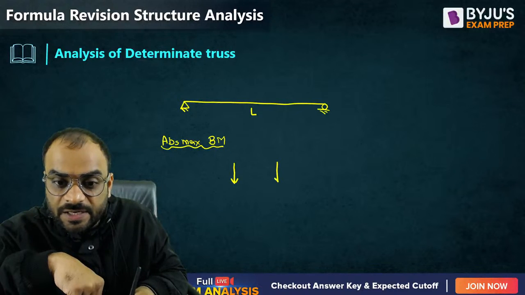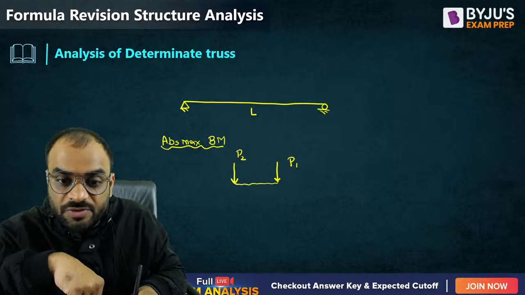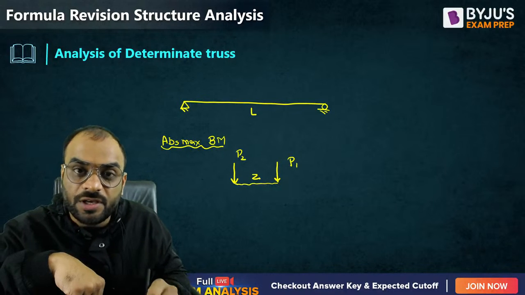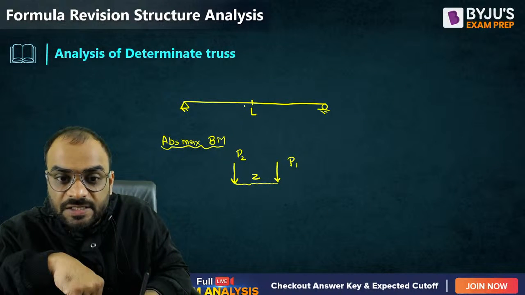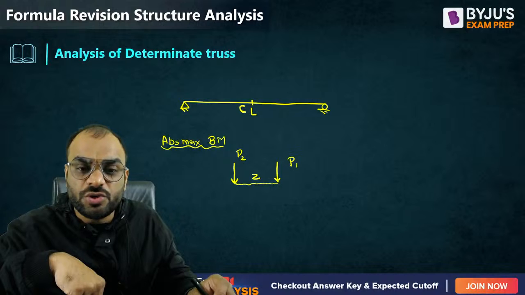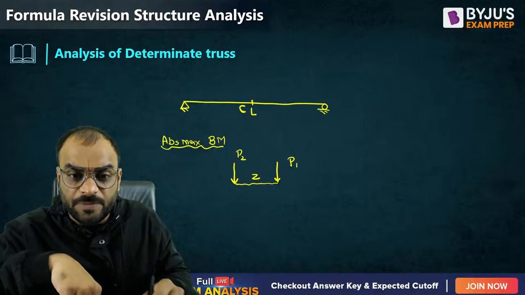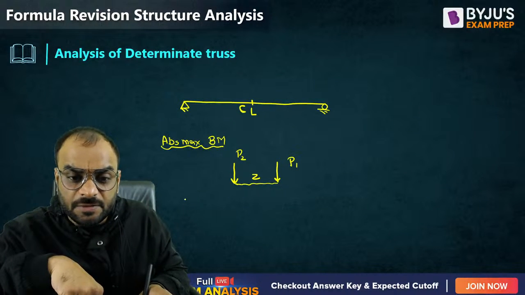Let us consider there are two loads. One is this, second one is this, and this load is P1 and this load is P2, and the distance between P1 and P2 is Z. Okay, and let us consider this is basically the center of the structure. Now what you need to do, guys, listen carefully. Let us consider P1 is greater than P2.